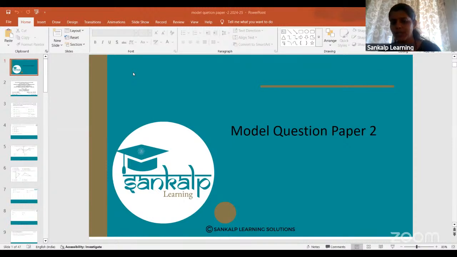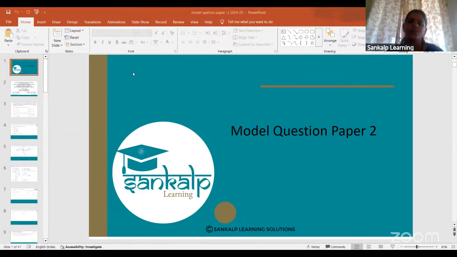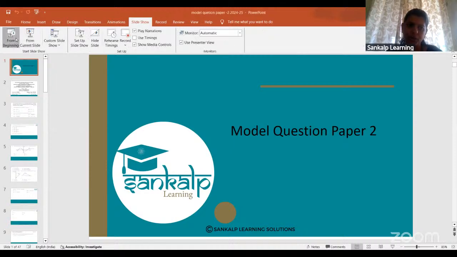Yes, dear students, already we solved one model question paper, that is of the year 23 and 24. Today, we will discuss model question paper 2 of the year 24 and 25, that is the current year, which was released by the Karnataka board.